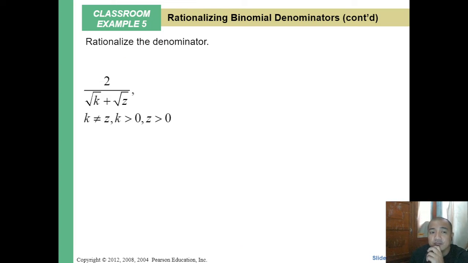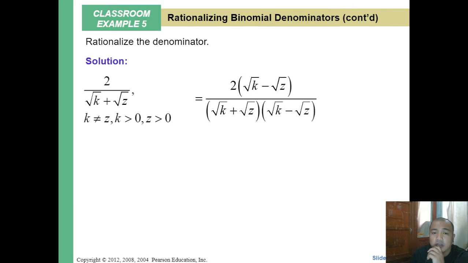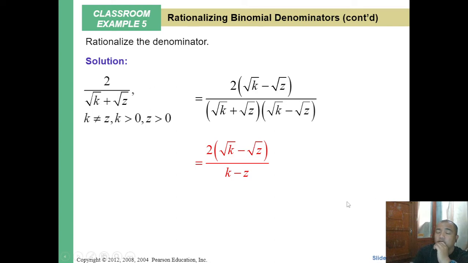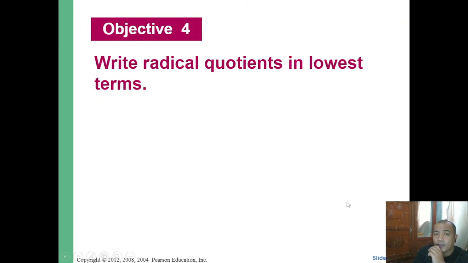Okay. Next, how about this? 2 over square root of k plus square root of z, where k is not equal to z, k is greater than 0, and z is greater than 0. So you multiply by the conjugate, square root of k minus square root of z. The denominator is just k minus z. In the numerator, 2 square root of k minus 2 square root of z, or simply, 2 times the quantity square root of k minus square root of z.